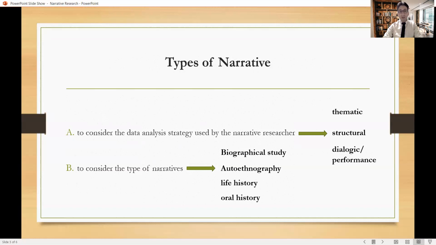And the last one, oral history, which consists of gathering personal reflections of events and their causes and effects from one individual or several individuals.